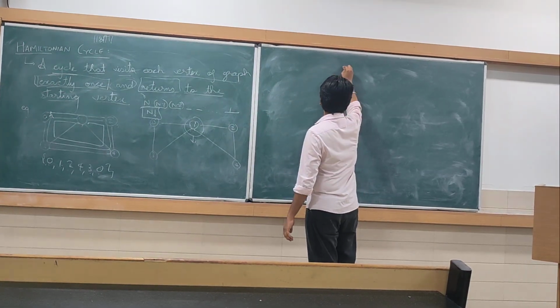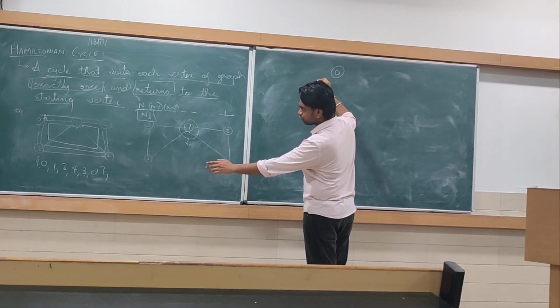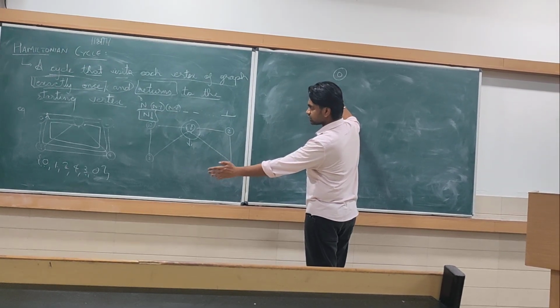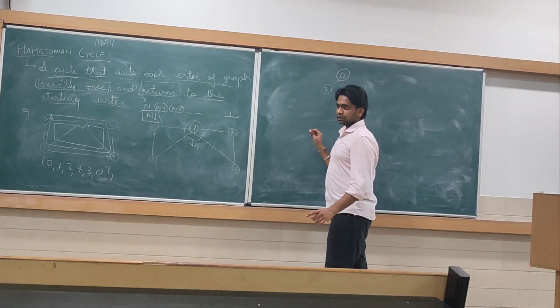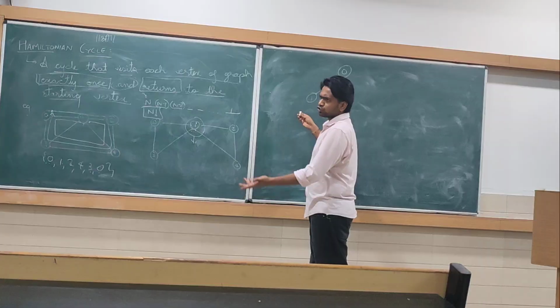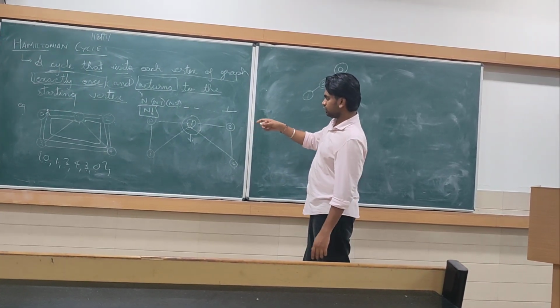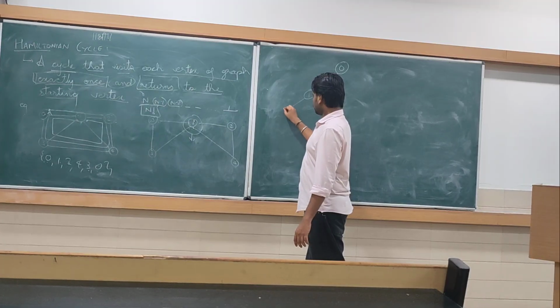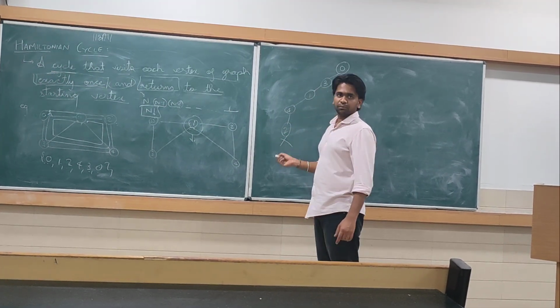Let's say I start from 0. Then let's say I move to 3. Okay? Then I move to, let's say 1. I'm just choosing, there are many possibilities, I'm choosing one of them. So 0, 3, 1, then I'm moving to 4 and then I'm moving to 2. Right? Cycle complete नहीं हुआ.